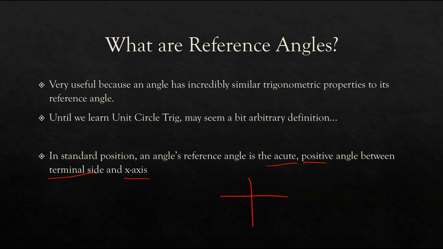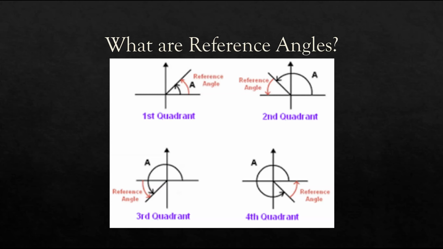This is sort of the catch-all definition, but sometimes it's easier to think of reference angles as dependent on what quadrant you're in. So let's look at sort of like, here's 4 different angles, each one in a different quadrant.